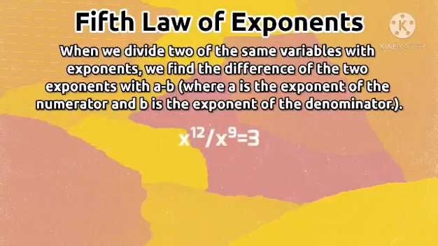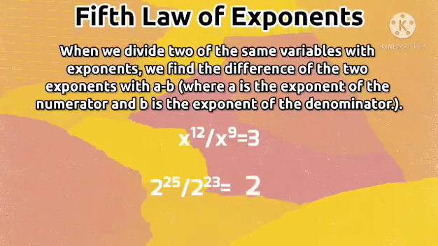X to the power of 12 over x to the power of 9 becomes x to the power of 3 due to this law. Another example is 2 to the power of 25 over 2 to the power of 23, which would equal 2.